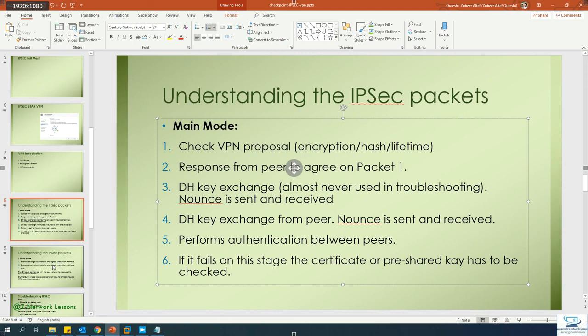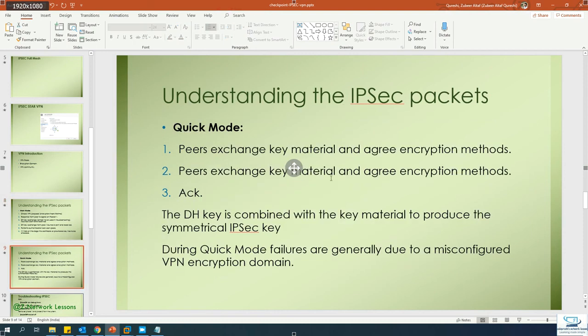And let's move to the next mode, which is quick mode. Again, you will have 3 packets in this. Total 9 packets are there. So 7, 8 and 9 are your quick mode. The 7th packet will be the proposal for phase 2, and it will also agree on the encryption methods, right? And the ACL and all. So if you are facing any issues here, you now know where you have to look. You have to look for the proposal in phase 2, right? And the final is an acknowledgement.